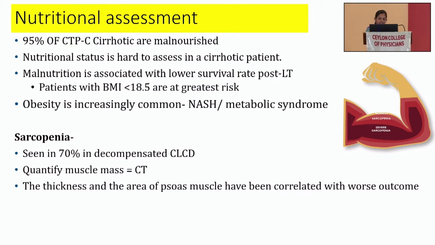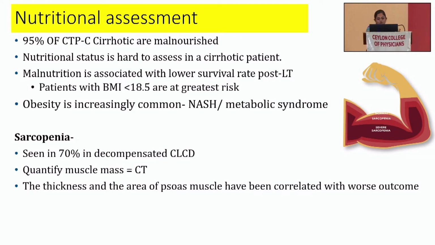On the other hand, obesity is also increasingly common, with NASH and metabolic syndrome. So everything should be thoroughly evaluated. There is also sarcopenia, the progressive deterioration and loss of muscle mass, which is common in 70% of decompensated CLD. Ideally, it should be quantified with a CT, but each and every patient can't undergo CT.